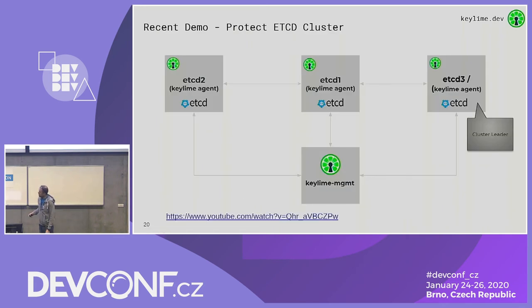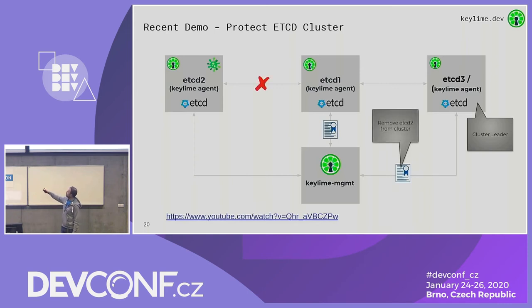So there is actually a demo that I put up recently on the Red Hat community YouTube site. And what we do is we monitor three etcd machines that are part of a cluster. We then compromise one of the machines, in this instance etcd2, which causes the verifier to send out these revocation events. And these revocation events tell the leader to remove etcd2 from the cluster. And it does some other things as well, like shreds some secrets and so forth that are associated with that particular node. So if anybody's interested, you can watch that video.